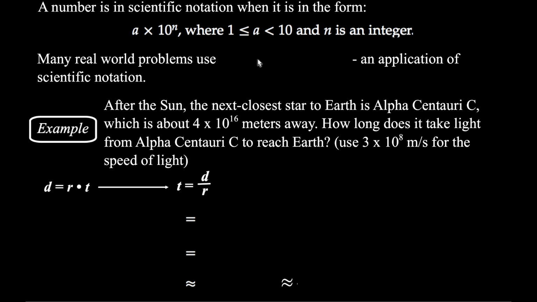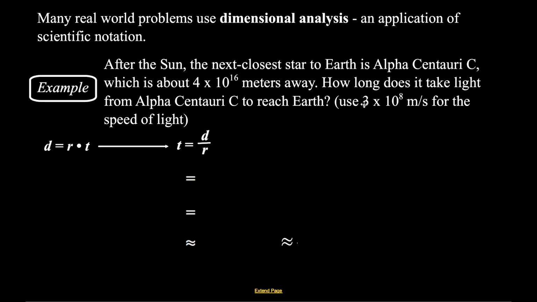And a lot of the problems that we encounter in the real world will use what we call dimensional analysis, which is a specific way to apply scientific notation. So here's a word problem for you. It says after the Sun, the next closest star to Earth is Alpha Centauri c, and it tells us its distance away. We want to know how long does it take light from that next closest star to reach the Earth. So you're going to be using the speed of light, which is 3 times 10 to the 8th meters per second. And we're going to use the formula distance is rate times time.